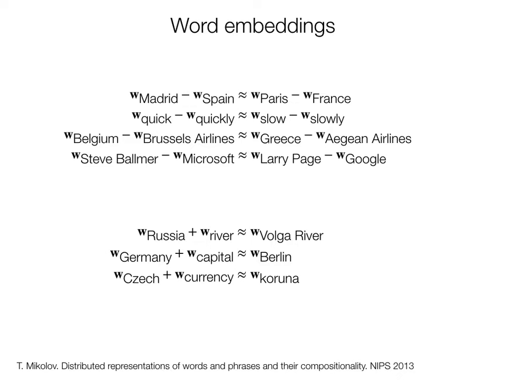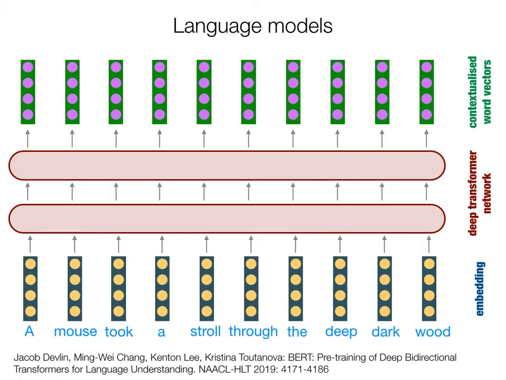And it doesn't only work with vector differences. We can also sort of add up vectors. If we add up Russia and river, we approximately get the vector for the Volga River. If we add up Germany and capital, we approximately get Berlin. If we add Czech and currency, we approximately get Koruna. And in fact, there have been a lot of papers that have shown very remarkable properties of word vectors. So there's a lot of world knowledge that we can somehow predict based on word vectors beyond what we would intuitively expect.